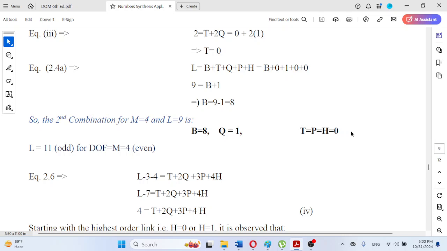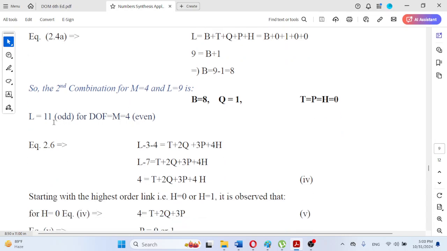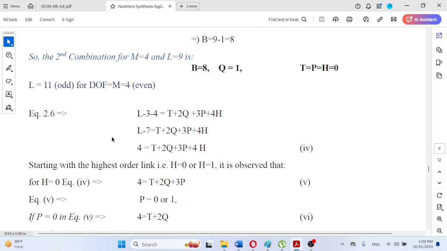So in this way for M is equal to 4 and L is equal to 9, there are only two possible combinations or sets. Now the next value: if the number of links is 11, what will be the procedure? If L is equal to 11, for DOF equal to 4, we will start again from the same equation.